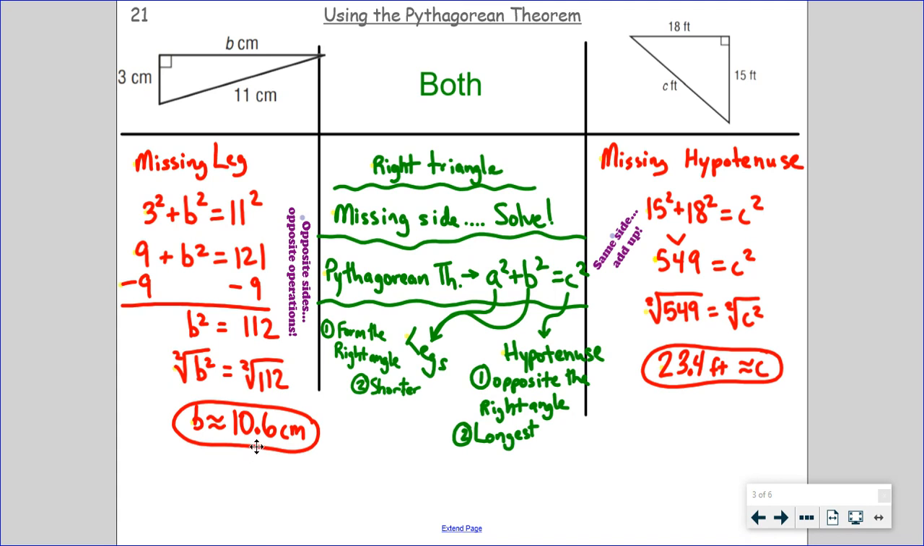One thing I forgot, I'm always trying to fix my habits. From now on, I should be looking at this problem and making a guess. This is 3, this is 11, this should be smaller than 11. I'm thinking about 9 or 10. Meanwhile, this is 18, this is 15. That looks to be a little bigger than both, so maybe 20.